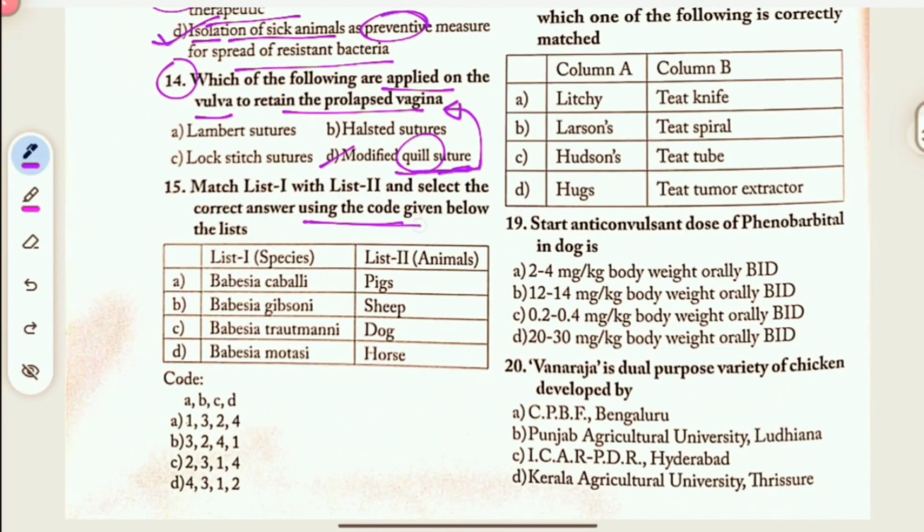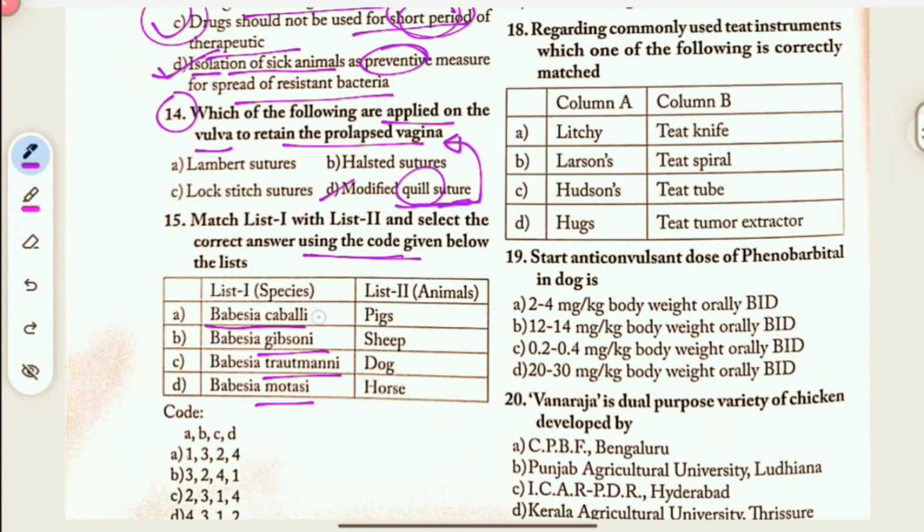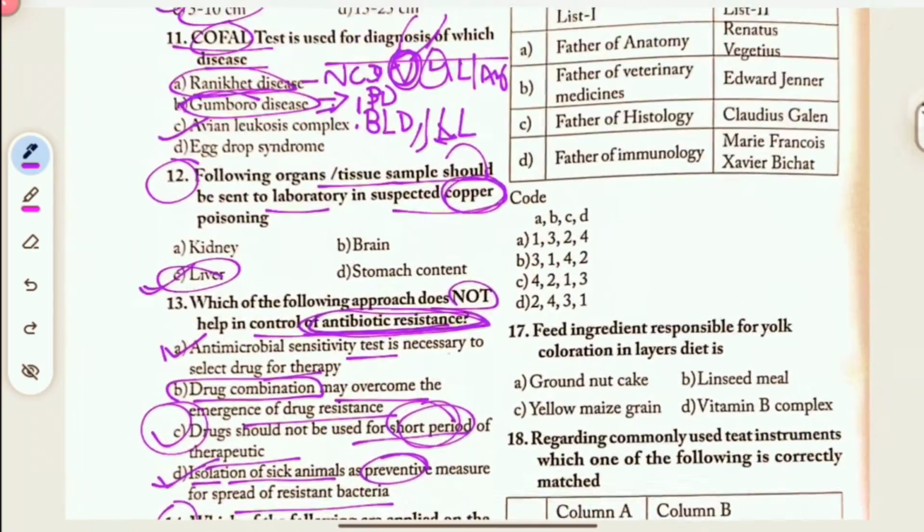Now here we match the following question: Babesia caballi, gibsoni, divergens... and then motasi. So Babesia caballi is responsible for babesiosis in horses, whereas gibsoni is in dogs, motasi in sheep, and this Sproutmani in pigs. Now we'll look at question 16.